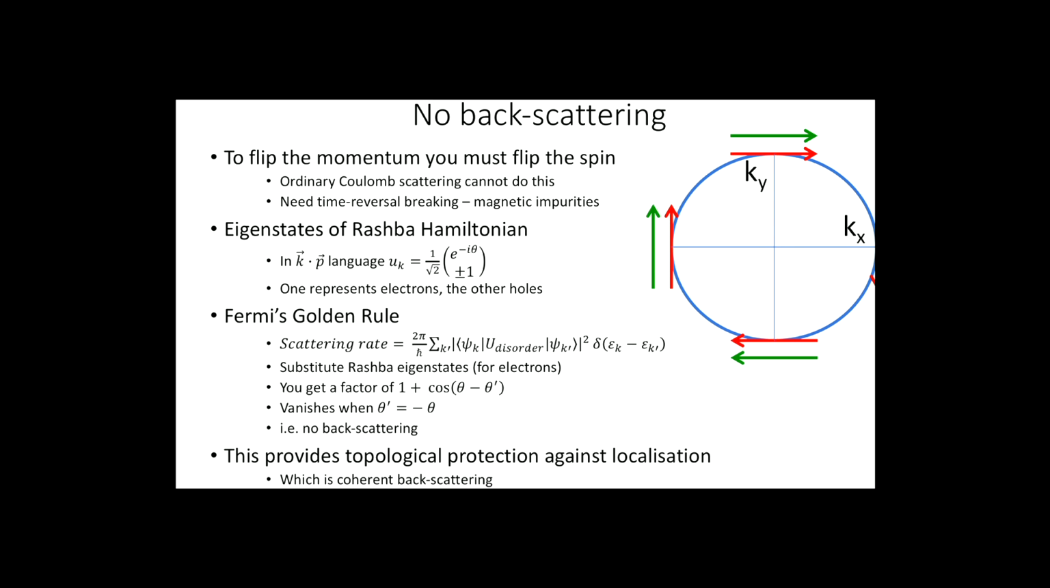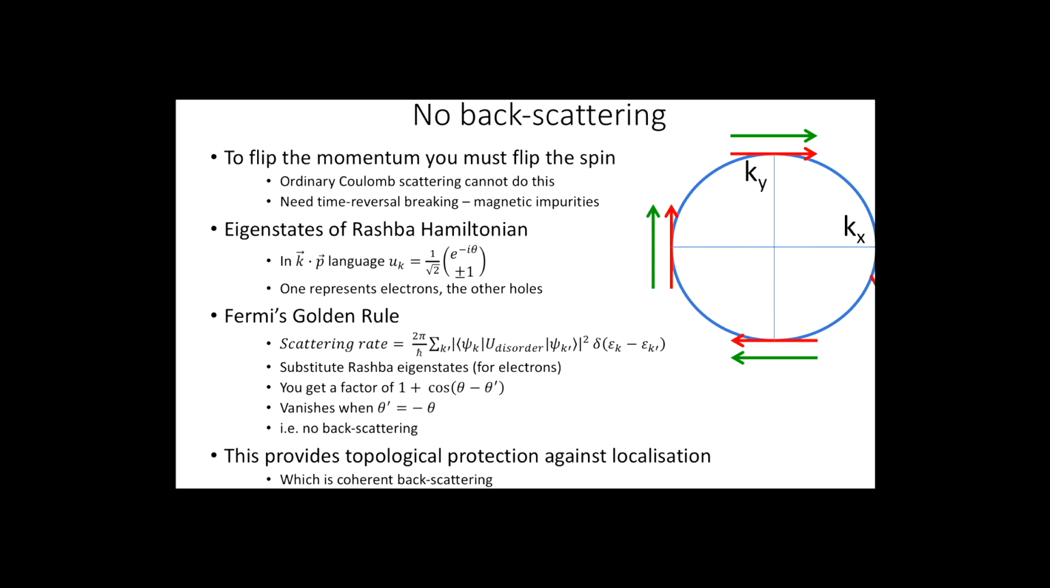So I guarantee you that when you take this and you put in the Rashba eigenstates, one of them will have e to the minus i theta, the other one will have e to the i theta prime, and you will end up with a factor of 1 plus cosine of theta minus theta prime, right? So when theta prime is equal to minus theta, that's basically scattering by pi. Cosine of pi is equal to -1, right? So 1 plus -1 equals 0. So that tells you that the amplitude for scattering from k to minus k is exactly 0, formally.